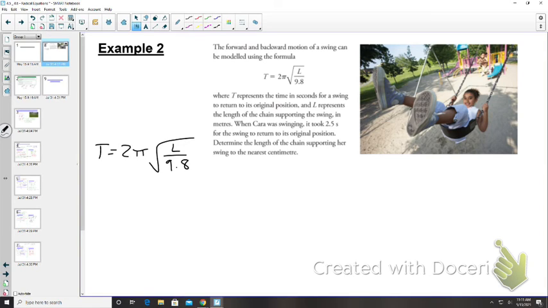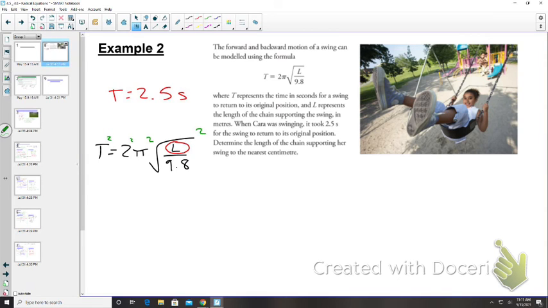Now in this particular problem, we know the time. So it took Kara, I should use big T for that, 2.5 seconds. And we are asked to determine the length. Okay, so right now our formula is written in terms of time, T. We need to manipulate this so it is written in terms of L. Now to do that, we've got to get rid of that square root first. And what we need to do is square everything.